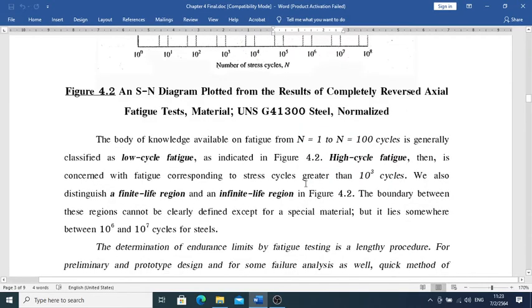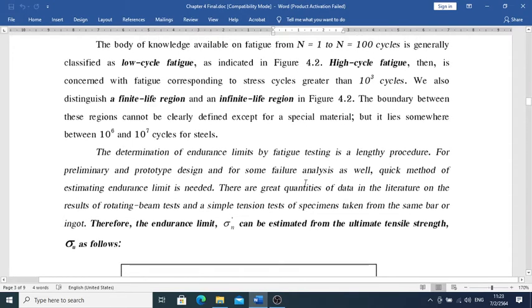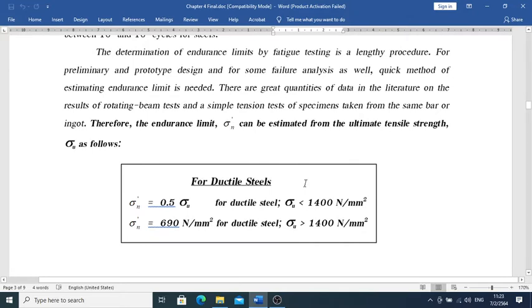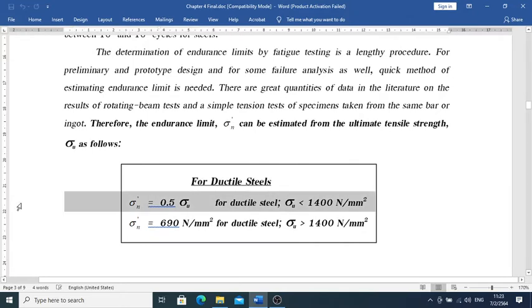So we just call it finite life up to 10 to the power 6, things like that. So in conclusion, if you compare to the tables of the modulus, typically we're going to have sigma n about 0.5 sigma u.